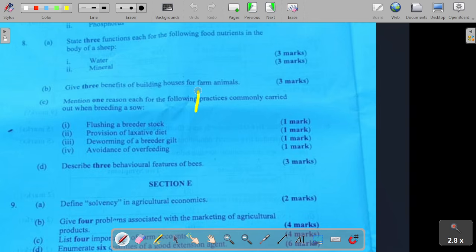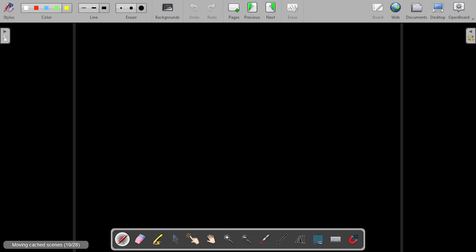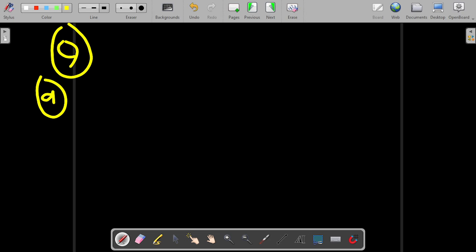So it's either you answer number 9 or you answer 10. Section E is either 9 or 10. So that is section E. Let's go with number 9A. It says define solvency in agricultural economy.